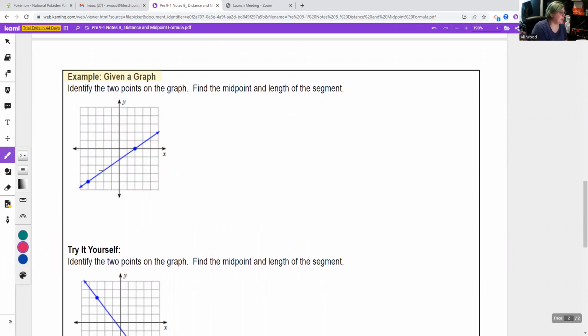First, I'm going to label the 2 points A and B. So I'm going to call this A, call this B. Then we're going to identify those 2 points. So point A is at -4, -4. And then B is at 2, 0. So those are our 2 points that we are now going to use to find the midpoint and the length. Remember, length is just another word for distance.